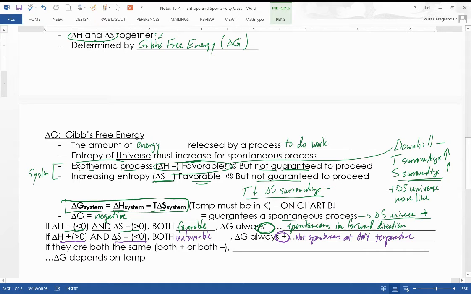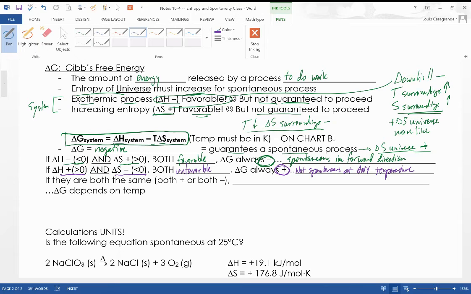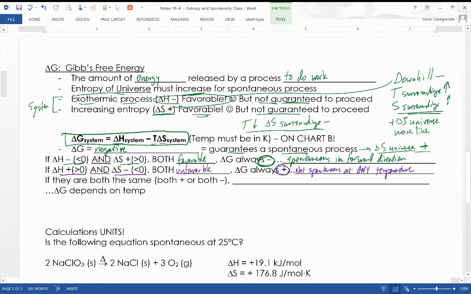Now, here's the tricky ones. If we have a system in which they both have the same sign, either both positive or both negative, what's going on is they're playing off each other. So with both positive or both negative, one is going to be favorable and one is going to be unfavorable. When that happens, the delta G depends on the temperature, and you'll have to do the calculation to determine whether or not delta G is positive or negative. So let me give you a couple of examples.